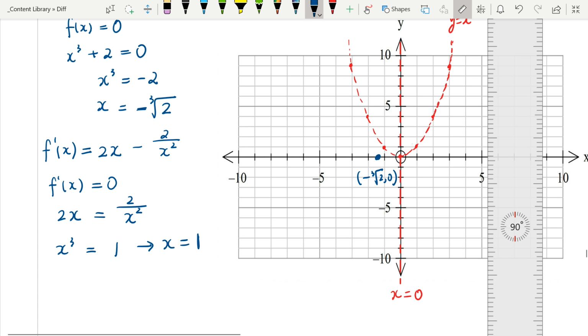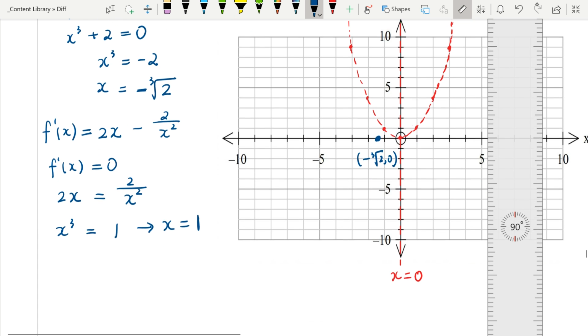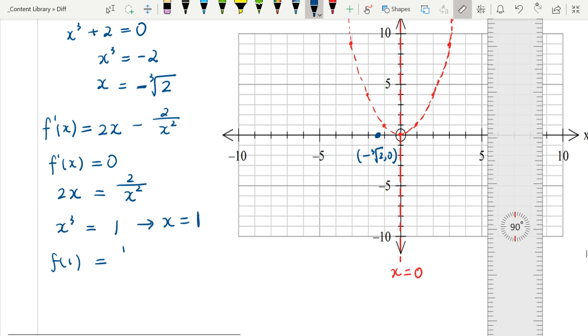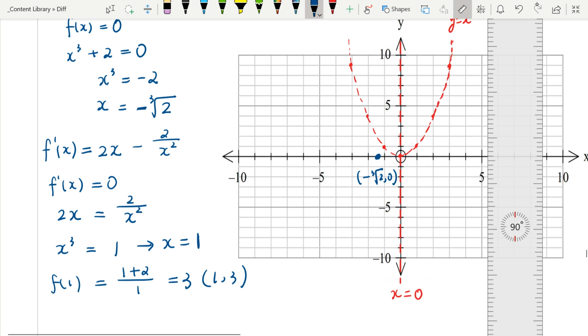Okay, x equals 1. What does y equal? f(1) equals 1 plus 2 over 1, that's 3. So the coordinates are 1, 3. 1, 2, 3 is here. By just looking at this graph, can you tell me what kind of turning point or point of inflection it could be? Minimum. It's not going to be a maximum, right? It's not going to go down, because it's going to touch.